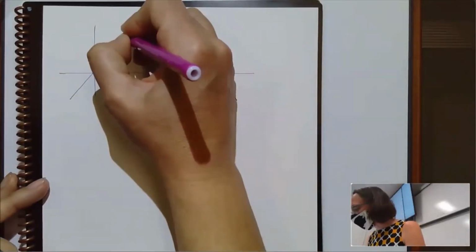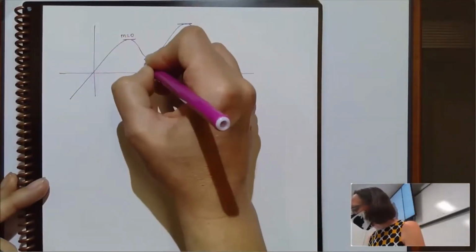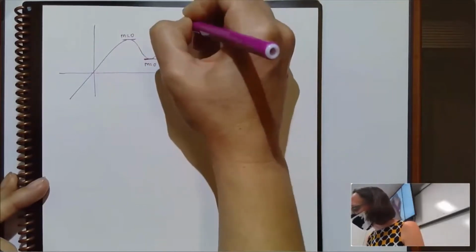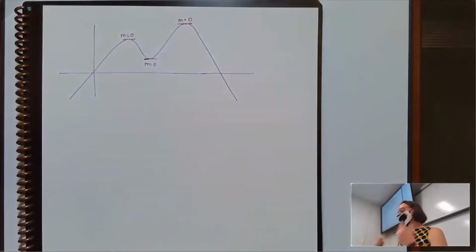And I'm just going to write that in as m equals 0, because I just think we're all trained to think of the slope as m. Maybe that's just me. I don't know.